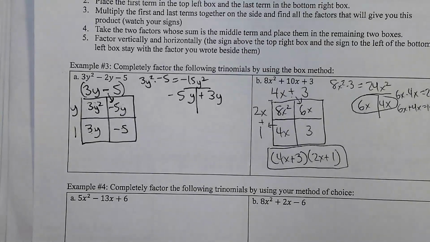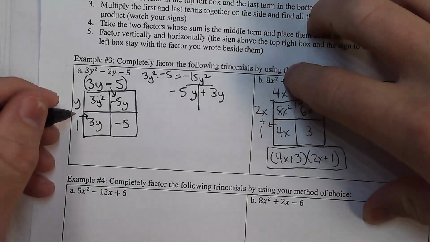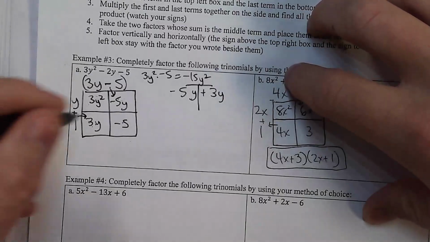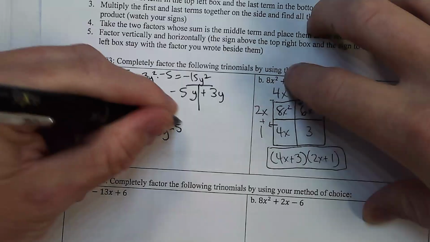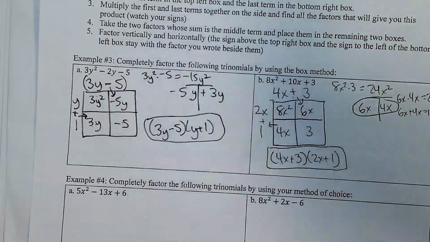All right. And then what do you put for the sign? You read this one right here. Is it positive 3y or negative 3y? Positive, so you put a plus there. And so my final answer is going to be 3y minus 5 times y plus 1. And that's my answer.